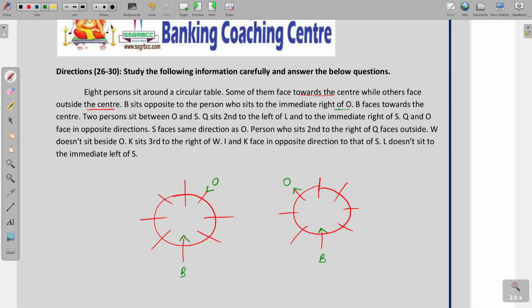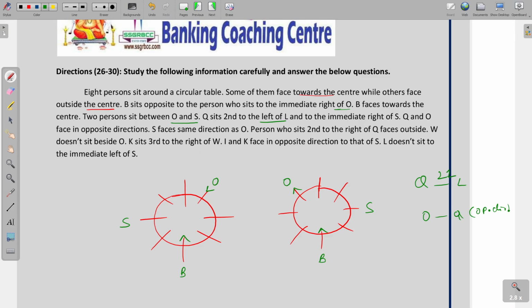And next, 2 persons sit between O and S. So, between O and S, 2 persons are there, 1, 2. Q sits second to the left of L and to the immediate right of S. So, Q sits second to the left of L and to the immediate right of S. So, see, Q and O face opposite directions. So, Q and O facing opposite directions means Q and O both are in opposite directions.